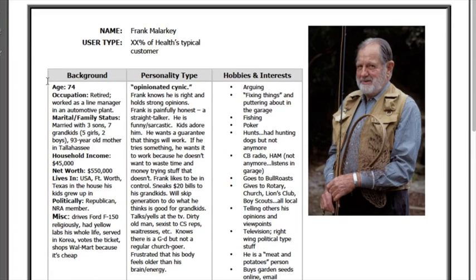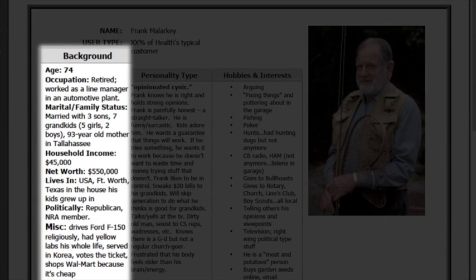Now, let's look on the left column here, his background. This is the basic demographic information about Frank. He's 74. He's retired. He worked as a line manager in an automotive plant. We get very specific here. His marital status is he's married with 3 sons and 7 grandkids, including 5 girls and 2 boys. And he has a 93-year-old mother who's living in Tallahassee. His household income is currently $45,000 a year, and his net worth is $550,000.